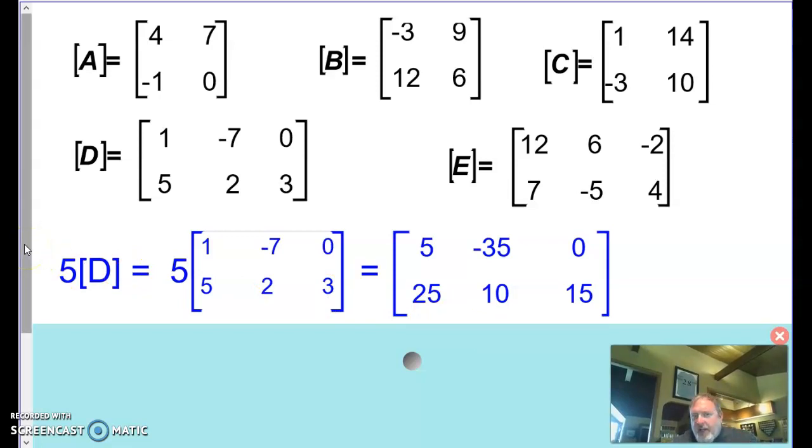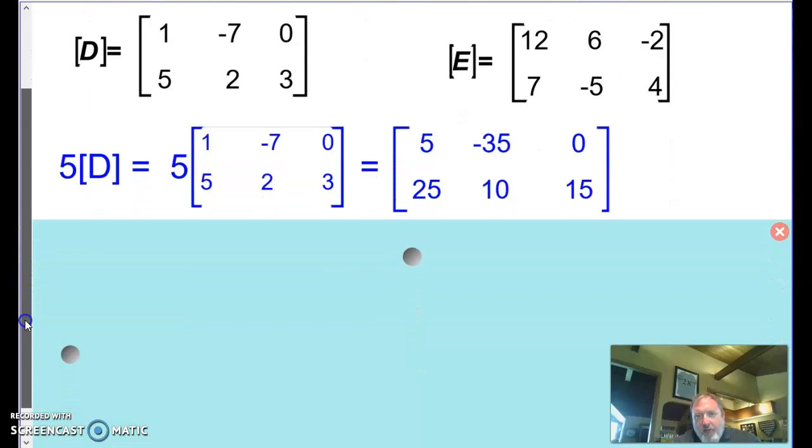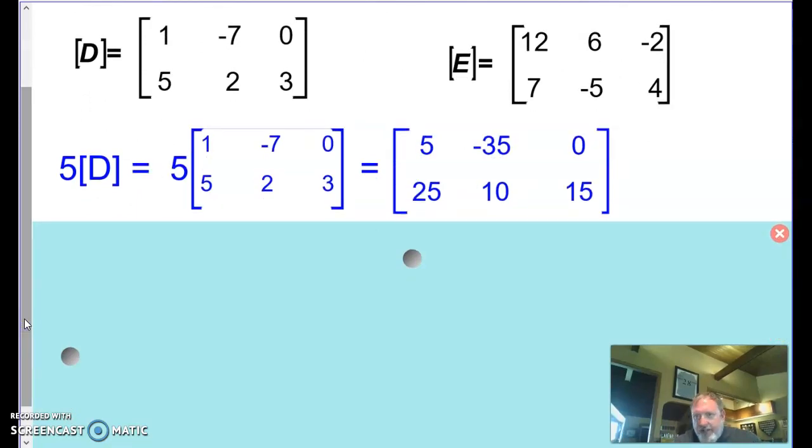For the scalar, it can be any number. The only number it can't be is 0. You could see a fraction, it could be 1/2 D. It could be a negative, -3D. But typically, we'll use integers. Every once in a while, you'll see a decimal, but not often.